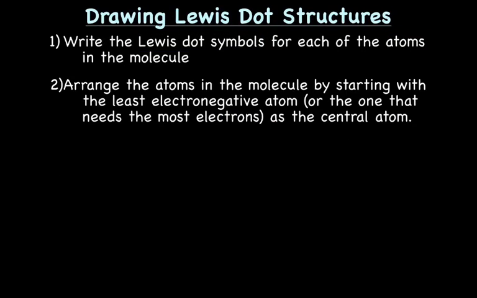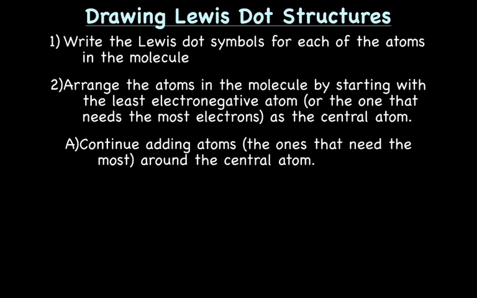Now we need to arrange the atoms in the molecule, starting with the least electronegative atom, usually, or the one that needs the most electrons to satisfy the octet or duet rule, as the central atom. Then we continue adding atoms, again keeping that same order, the ones that need the most around the central atom. So let's put our example back.